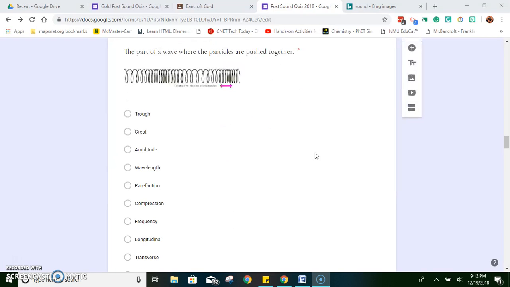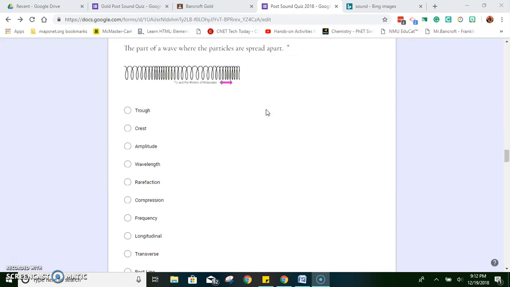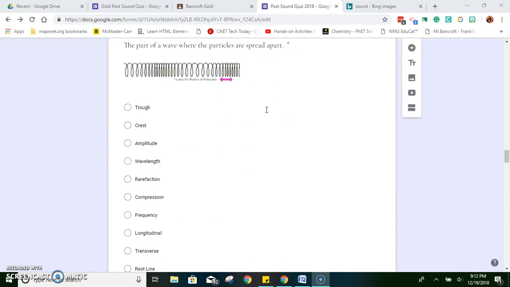Question 5. The part of the wave where the particles are pushed together is called a what? And again, this picture is just for reference. But in this case, we can see that where the waves are pushed together, what do we call this section here? And there would be another one right here. Question 6. The part of the wave where the particles are spread apart. Again, remember this picture is for reference, so we are talking about this section here.